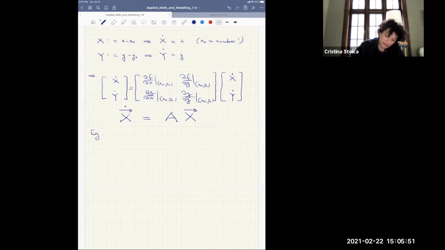We had x dot is x minus y, y dot is x squared minus 1. And let's take the equilibrium at minus 1, minus 1, just to make it different.